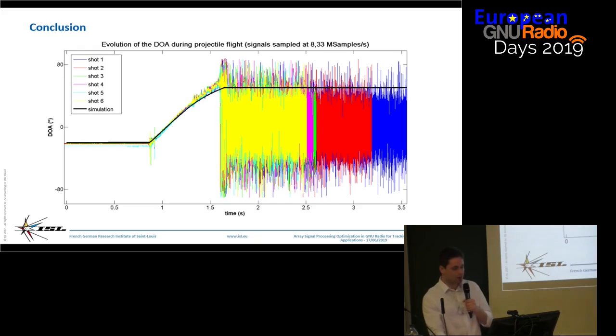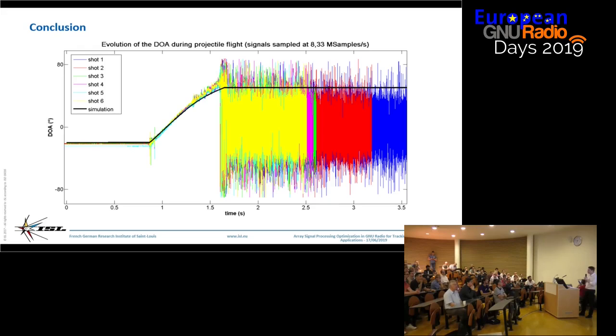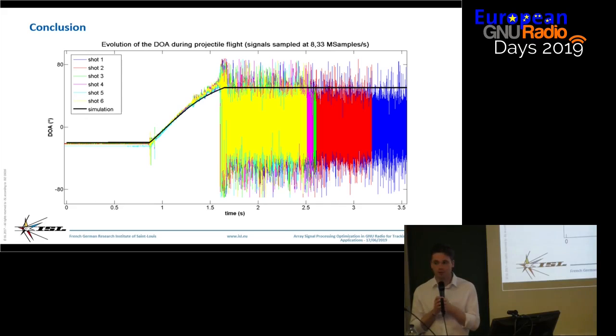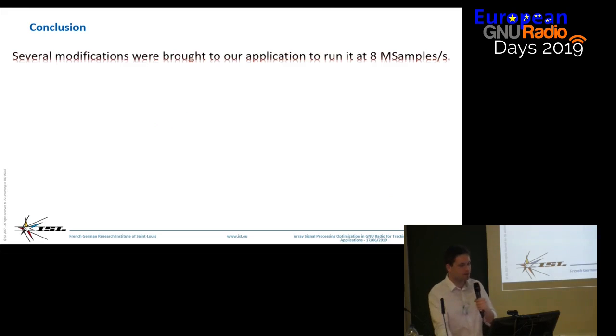To quickly conclude, here's a small figure of what we got after we performed our measurement. That's a measurement of the estimated angle between our antenna array and the projectile during its flight. And that showed us that we were on the good way. You can see here that for 6 different shots, we have something quite reproducible between them. And that's still close to what we expected in the first place with a simple theoretical model. So that's just to summarize.